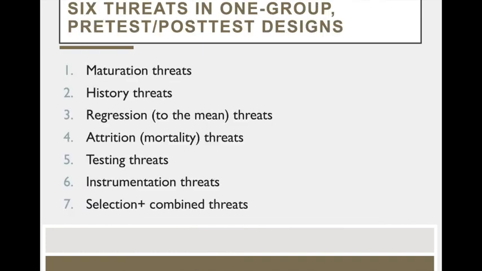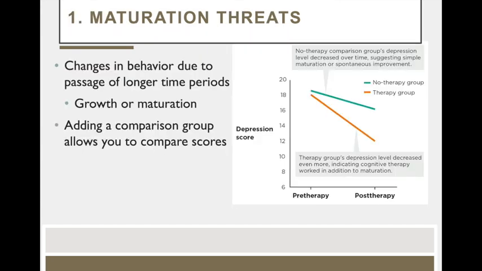So there are 6 common threats to single group pre-test, post-test designs. These are called maturation threats, history threats, regression threats or regression to the mean threats, attrition or mortality threats. Number 5 are testing threats, instrumentation threats, and then there's this 7th category of selection plus threats. So those are combined threats. We'll talk about those. Okay, let's talk about maturation threats first.